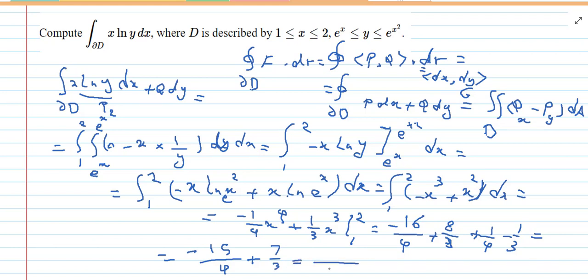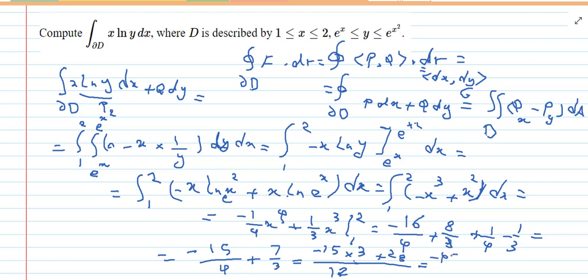So we can use a common denominator, which is 12. So here we have minus 15 times 3, which is 45, plus 7 times 4, which is 28.